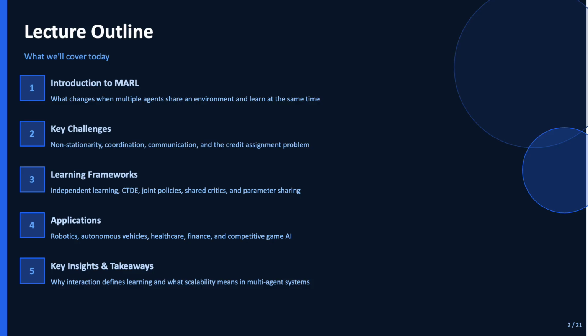becomes genuinely difficult. The second half covers the three main architectural frameworks researchers have developed to address these challenges, followed by a survey of real-world domains where these ideas are being deployed. The progression mirrors how the research community itself has historically tackled MARL. First, understanding why it is hard, then developing principled solutions, and finally validating those solutions on real problems of increasing scale and complexity.